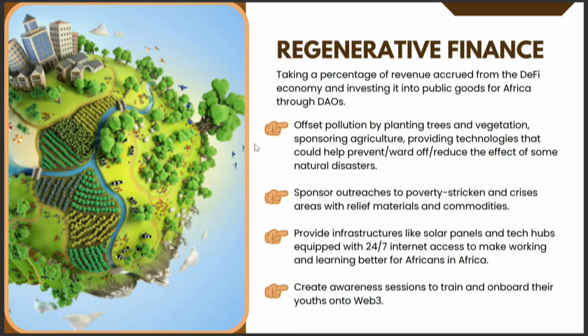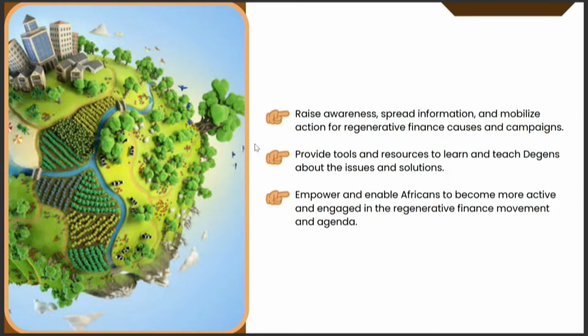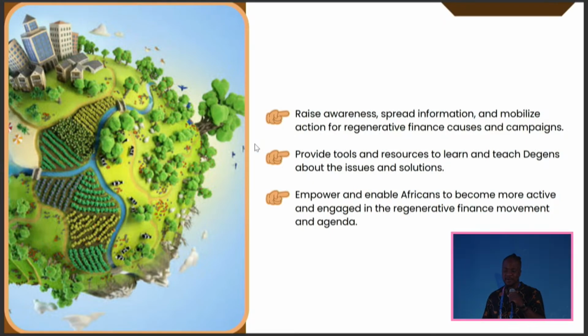We can also sponsor outreaches to poverty-stricken and crisis areas with relief materials and commodities. Provide infrastructure, just like I said previously, like solar panels, tech hubs, and spaces equipped with 24/7 internet access to make working and learning better for Africans in the region. Create awareness sessions to train and onboard the youth in Web3. Also create awareness to spread information and mobilize action on regenerative finance and its causes and campaigns. Provide tools and resources to learn and teach degens about the issues and solutions that we can use.